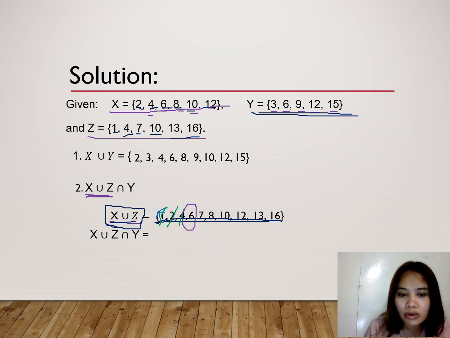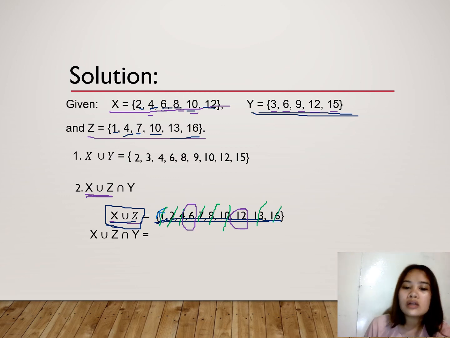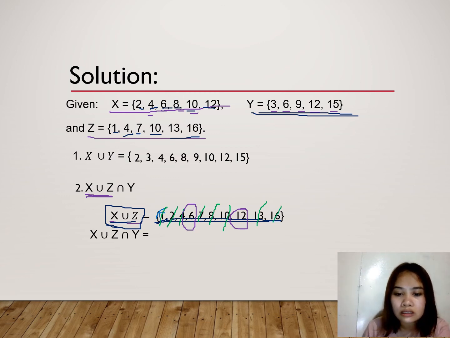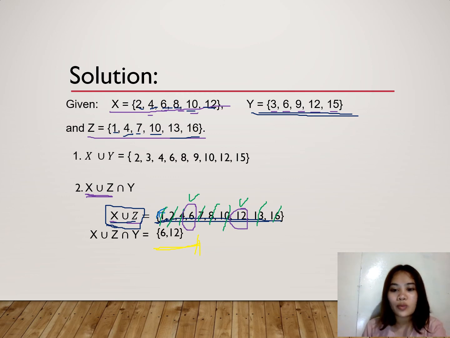How about 7? Do we have 7? No. 8? No. 10? No. 12? Yes, we have 12. And 13? No. 16? No. So our elements are only 6 and 12. So we will just write this like this. 6 and 12. So, di ba sayon na siya, class? So, mao lang na siya.